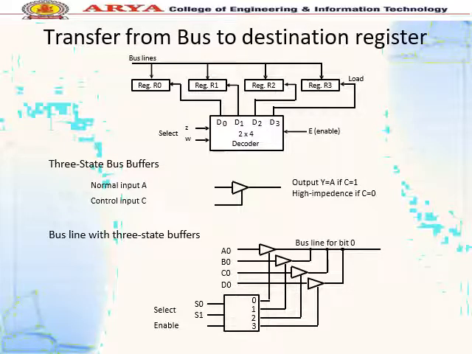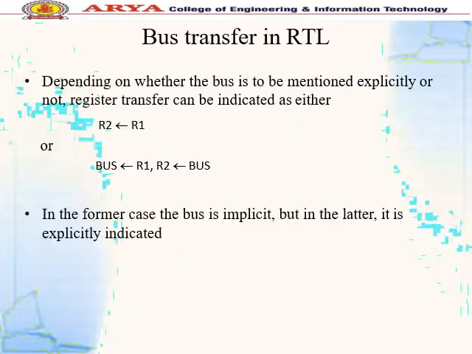Bus line with 3 state buffer. There are two selection inputs S0, S1. There are 4 tri-state buffers for bus line bit 0. Bus transfer in RTL, depending on whether the bus is to be mentioned explicitly or not. Register transfer can be indicated as either R1 → R2, bus → R2, or R1 → bus. In the former case the bus is implicit, but in the latter it is explicitly indicated.